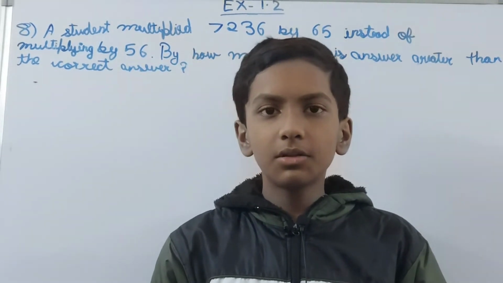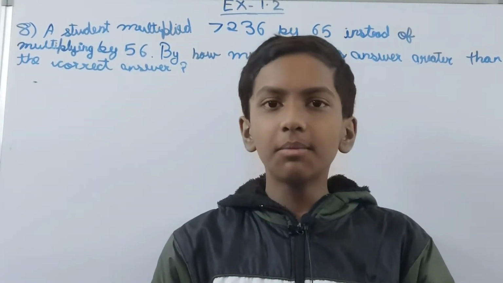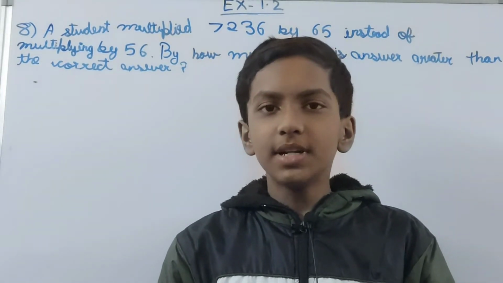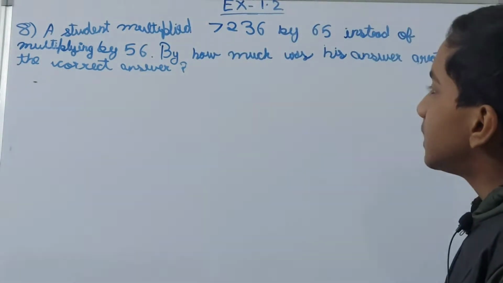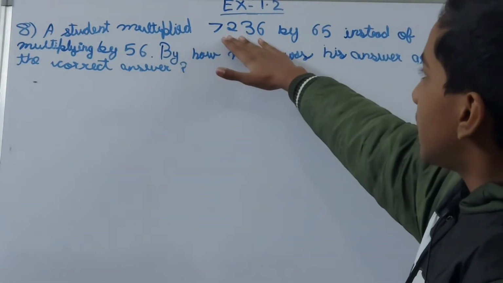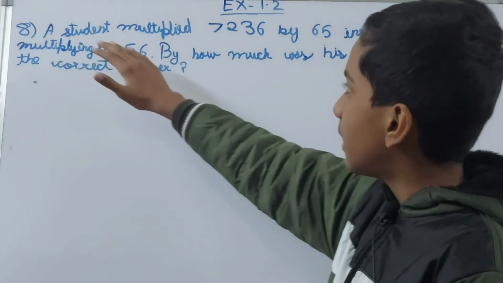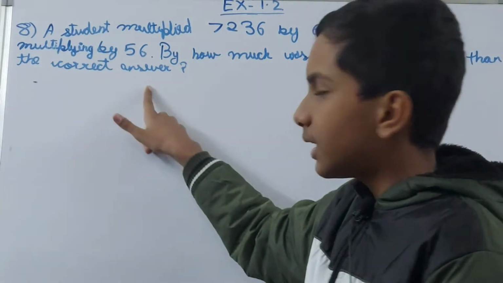In this video, we are going to solve NCERT Maths Class 6, Chapter 1 Knowing Our Numbers, Exercise 1.2, Question Number 8. So friends, without wasting any time, let's get started. This question says, a student multiplied 7236 by 65 instead of multiplying by 56. By how much was his answer greater than the correct answer?